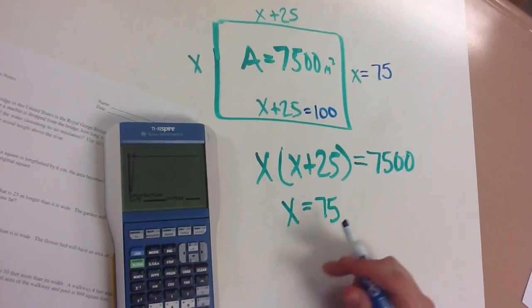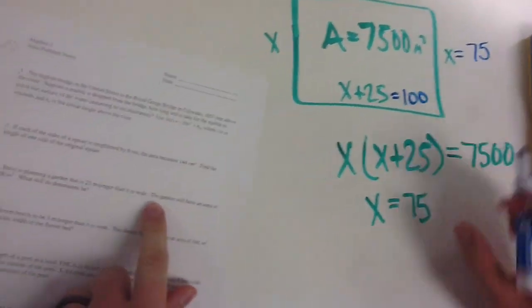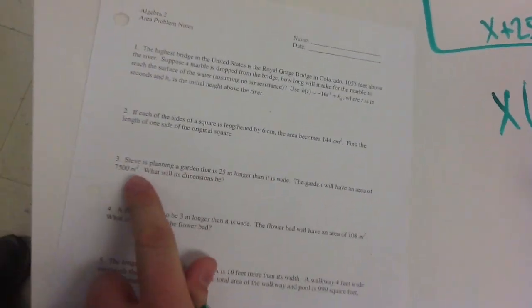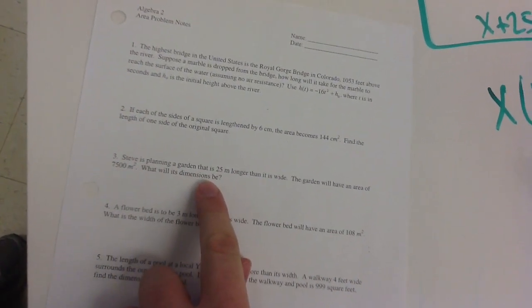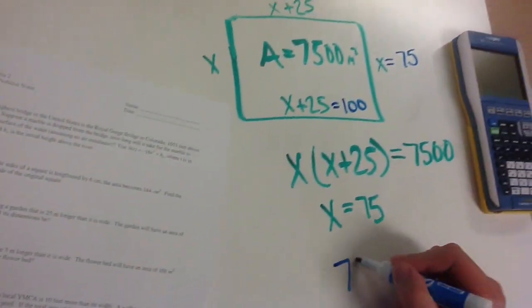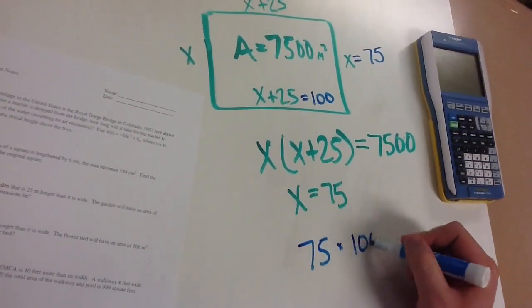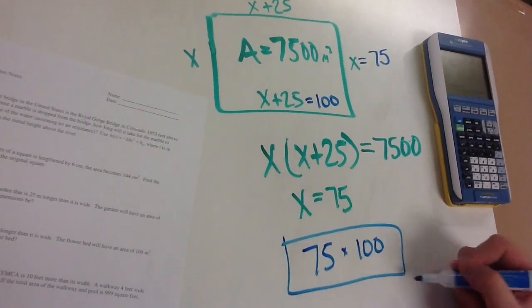So if you look at the question, it says the garden will have an area of 7,500 meters squared. What will the dimensions be? Our dimensions are going to be 75 by 100. And that is going to be our final answer.